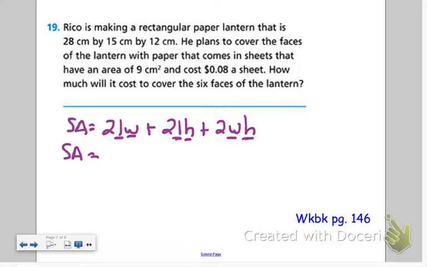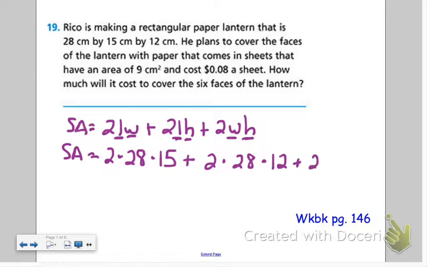I might make 28 be the length and 15 be the height. And if I keep that going, 2 times 28, 15 for the width, 12 for the height. And let's see, I've done 28 times 15, I've done 28 times 12. The combination that I haven't done is 15 times 12. Do you see how each number shows up twice? Each number shows up twice, and it shows up in a different combination. 28 times 15, 28 times 12, 15 times 12.